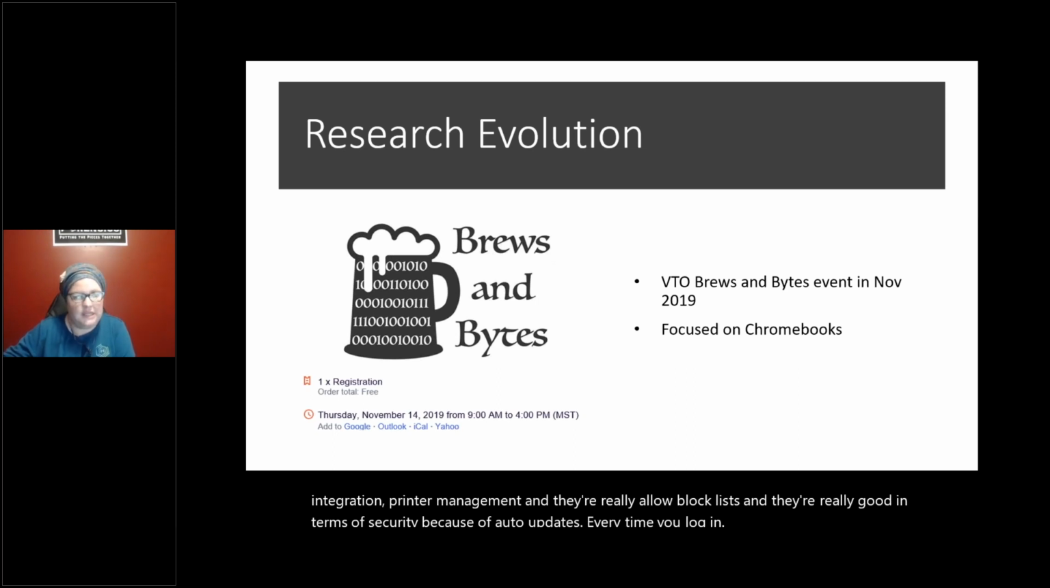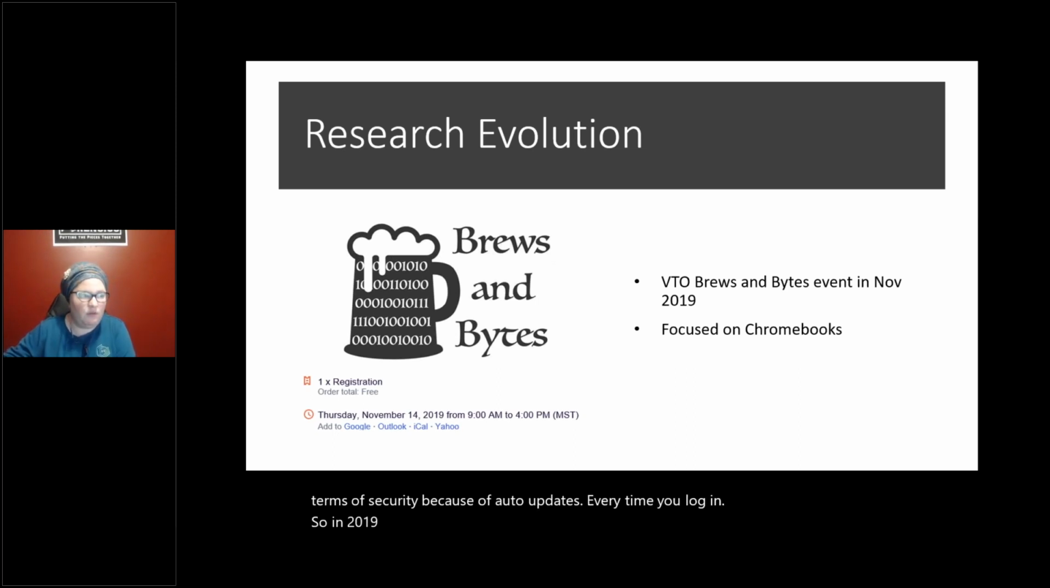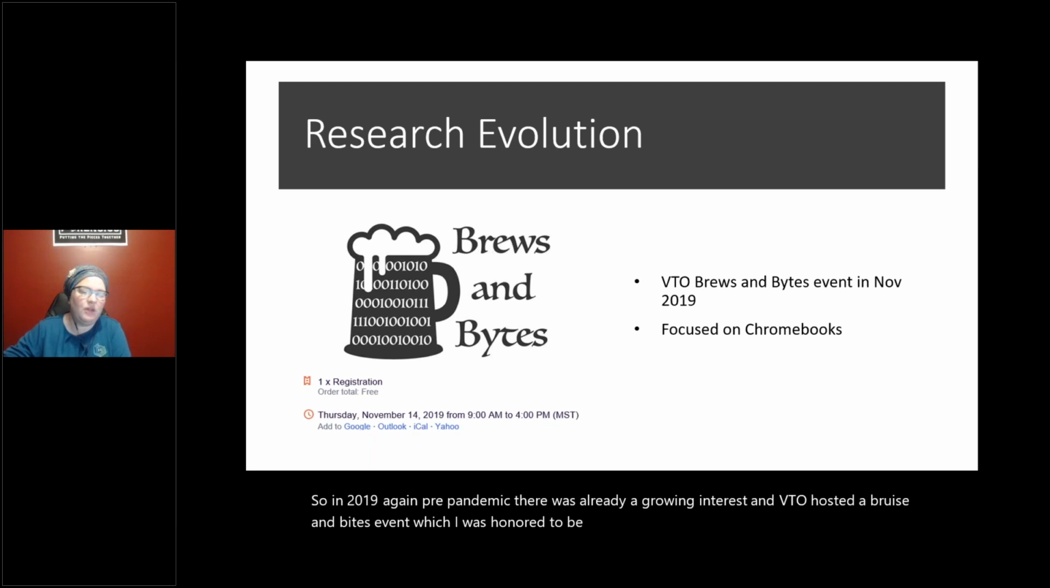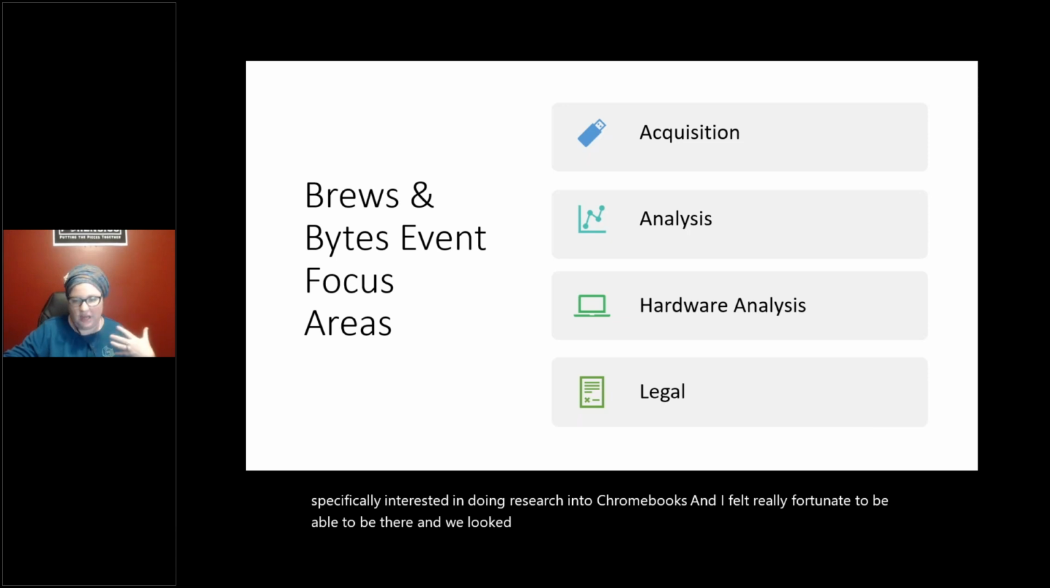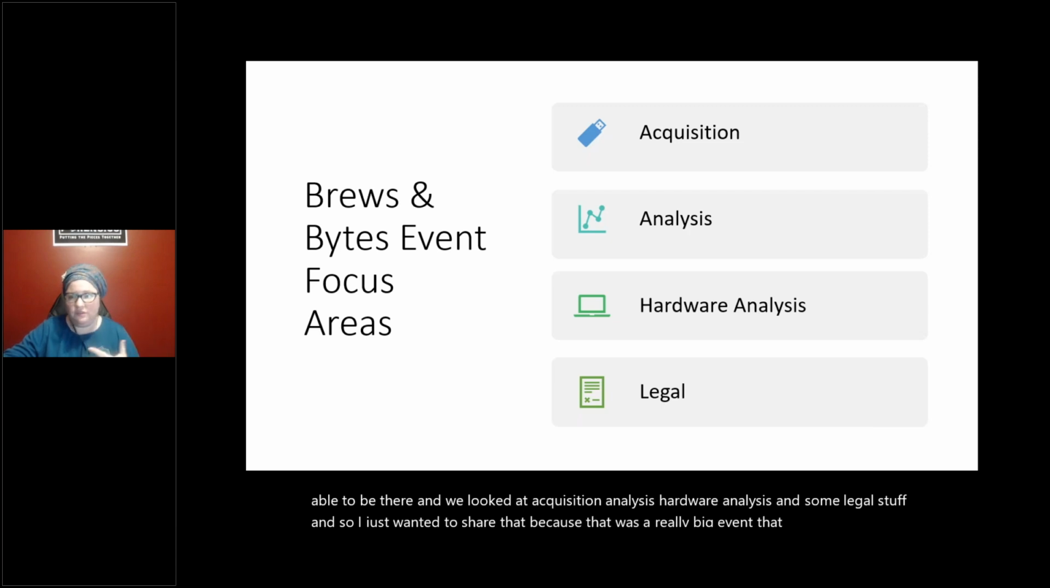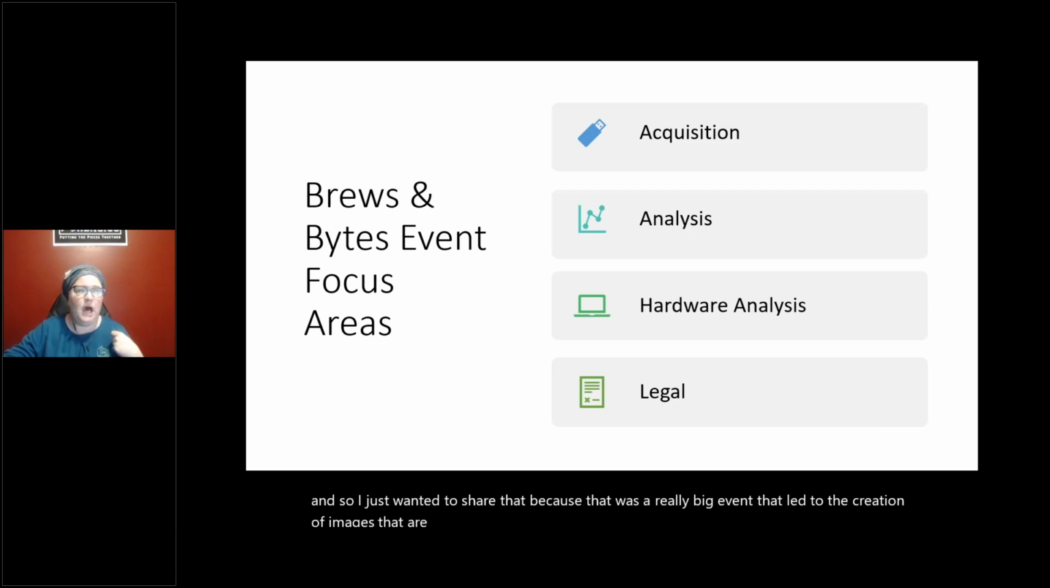So in 2019, again, pre-pandemic, there was already a growing interest, and VTO hosted a Brews and Bytes event, which I was honored to be at, along with about 20 other folks who were specifically interested in doing research into Chromebooks. And I felt really fortunate to be able to be there. And we looked at acquisition analysis, hardware analysis, and some legal stuff. I just wanted to share that because that was a really big event that led to the creation of images that are available publicly, and other information that we'll talk about as we go.